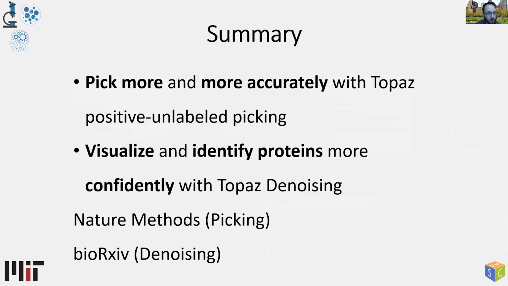All right, quick summary. With Topaz, you can pick more and you can pick more accurately with the positive-unlabeled framework that it uses. With denoising, you can visualize and identify your proteins and your background much more confidently. And you can see the corresponding publication and preprint.